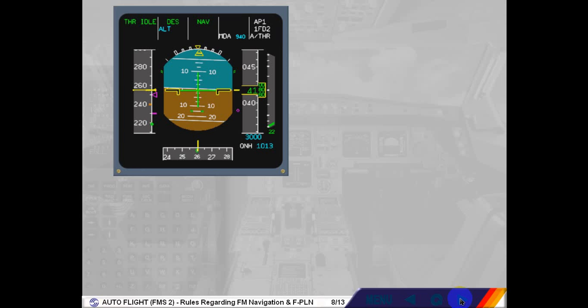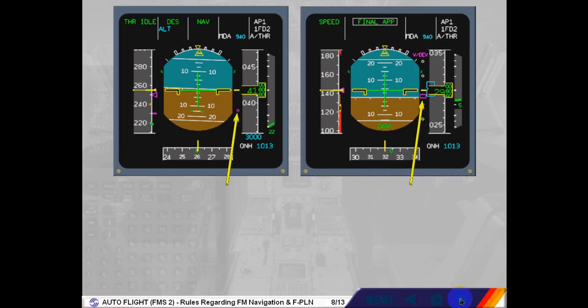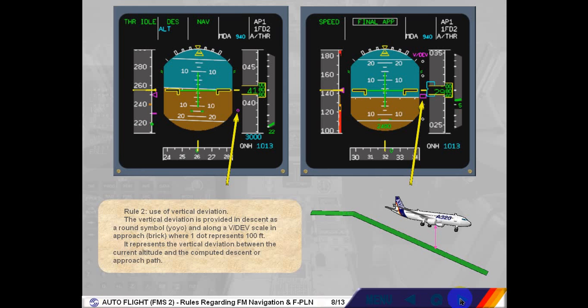Rule 2. Use of vertical deviation. The vertical deviation is provided in descent as a round symbol, yo-yo, and along a VDEV scale in approach, brick, where one dot represents 100 feet. It represents the vertical deviation between the current altitude and the computed descent or approach path.